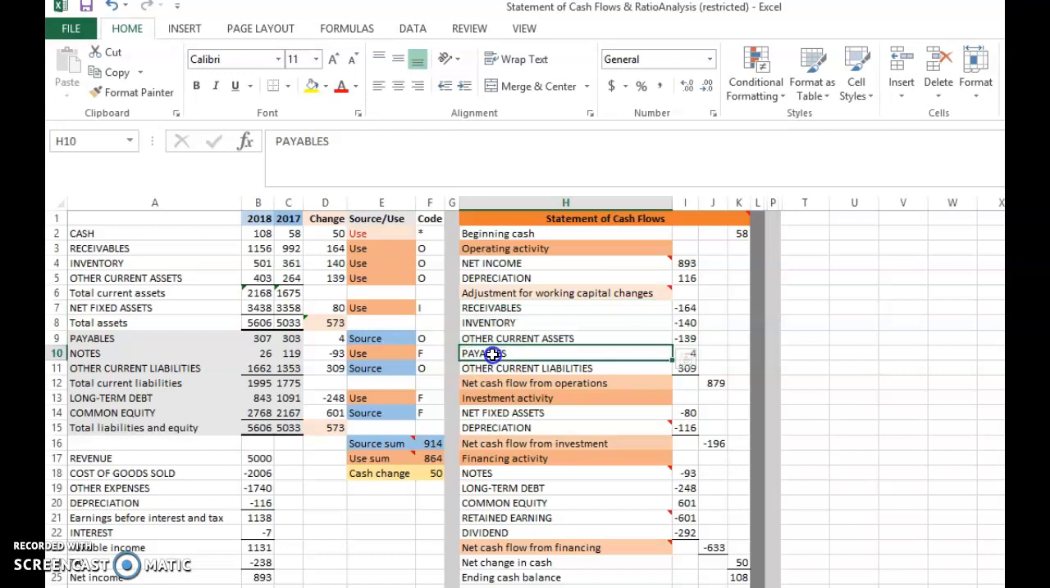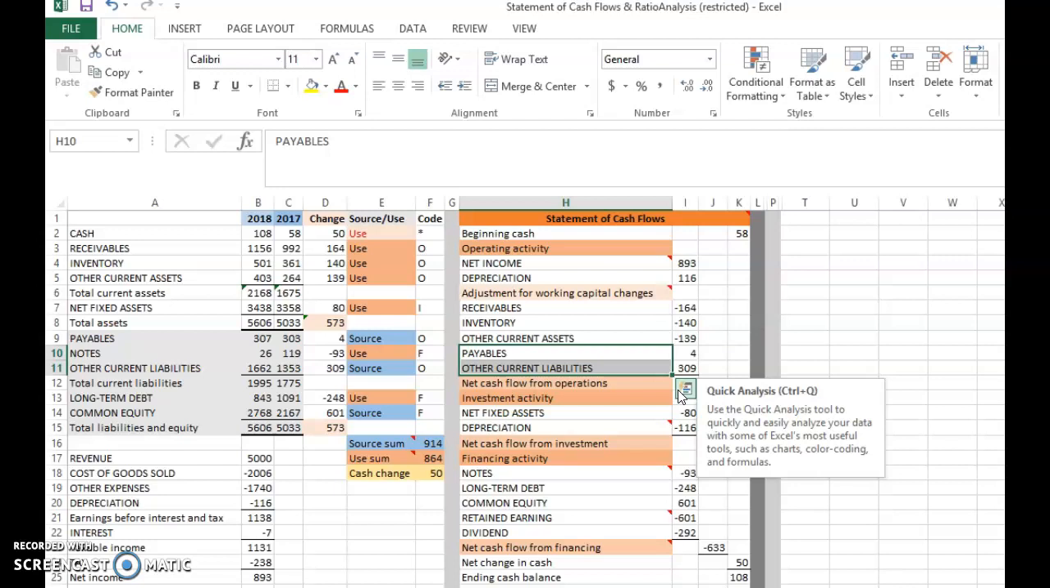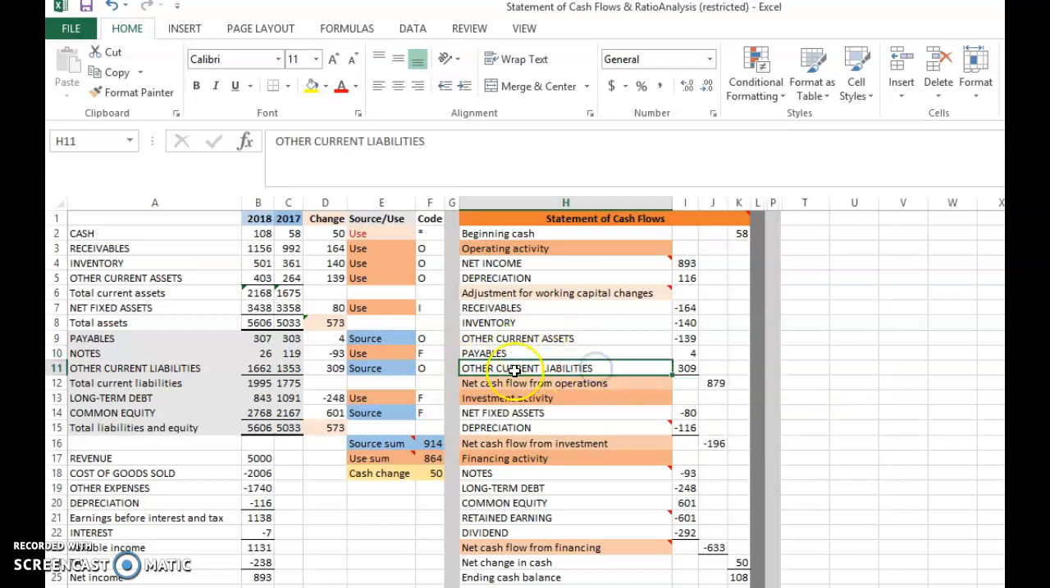Then the next item will be the change in operating current liabilities. There are 2 operating current liabilities here. One is payable, the other is other current liabilities. We assume all these other current liabilities are operating current liabilities. Alright, so receivables, note this, here we take 164, but note that here it is negative.